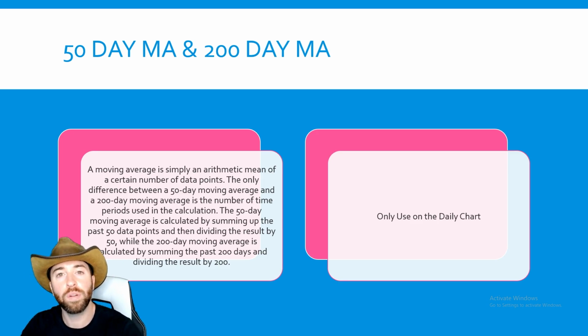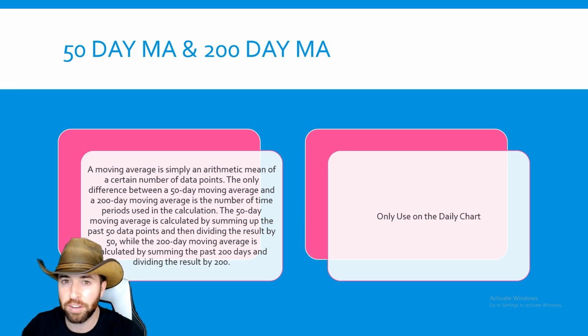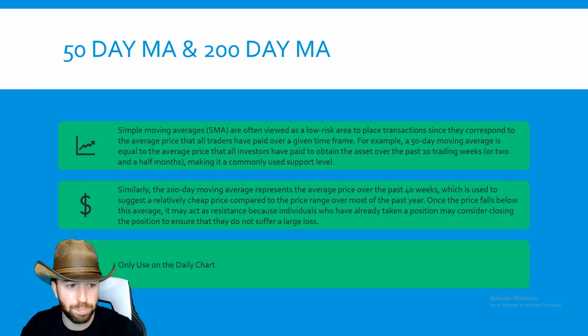Now, we only use these indicators on the daily chart. We're going to be talking about this in a little bit more detail, but let's just make sure everyone understands this a little bit better. So why do we use the 50-day moving average and 200-day moving average? Well, the simple moving averages are often viewed as low-risk areas to place transactions since they correspond to the average price that all traders have paid over a given time frame.